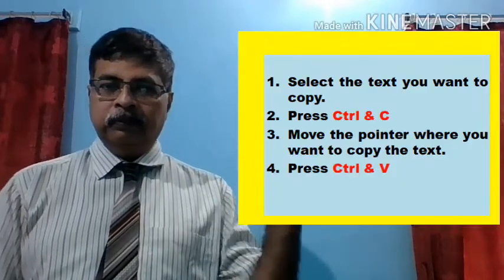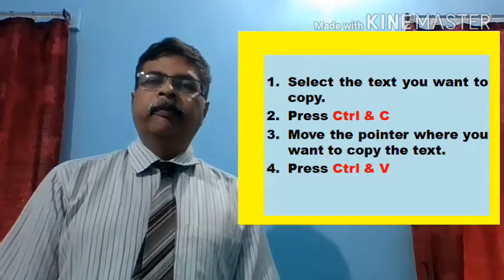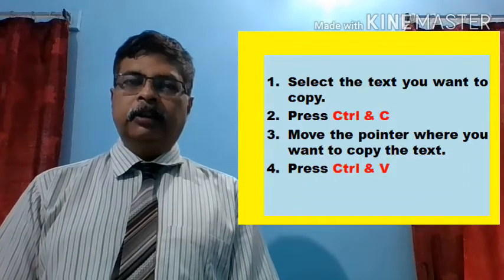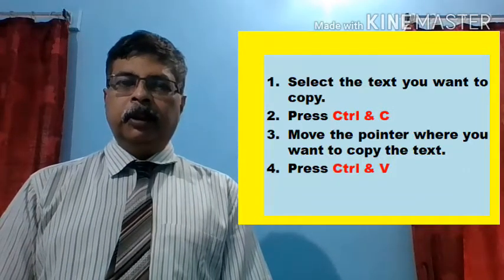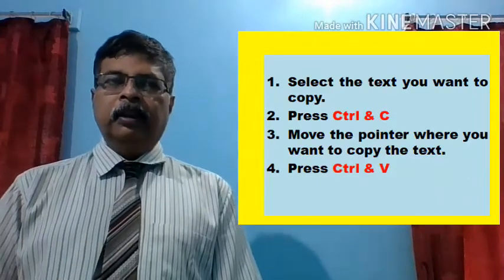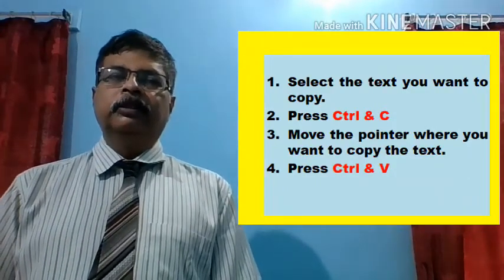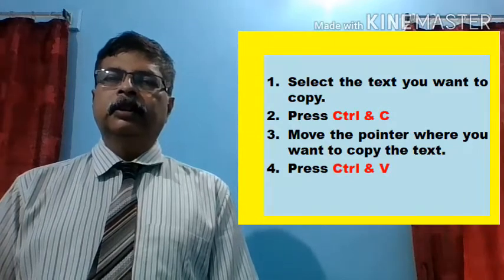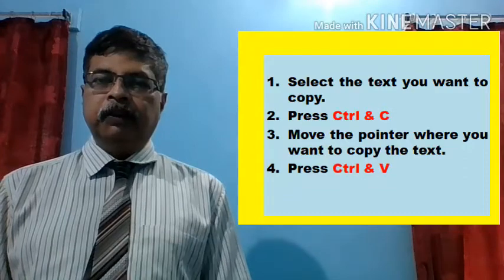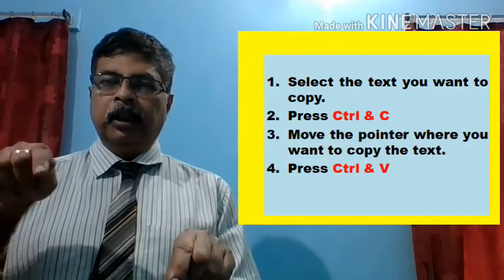Now there is a third way. There is a third method and that is what we are going to see now. Okay. The third method is this. Select the text and then press Ctrl and C. And then take the pointer to where you want to copy the text. And then lastly, again, instead of clicking on paste somewhere, you do Ctrl and V.